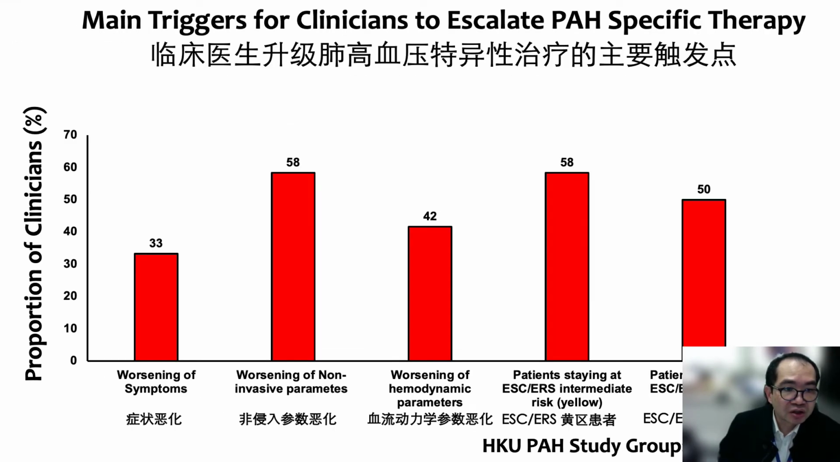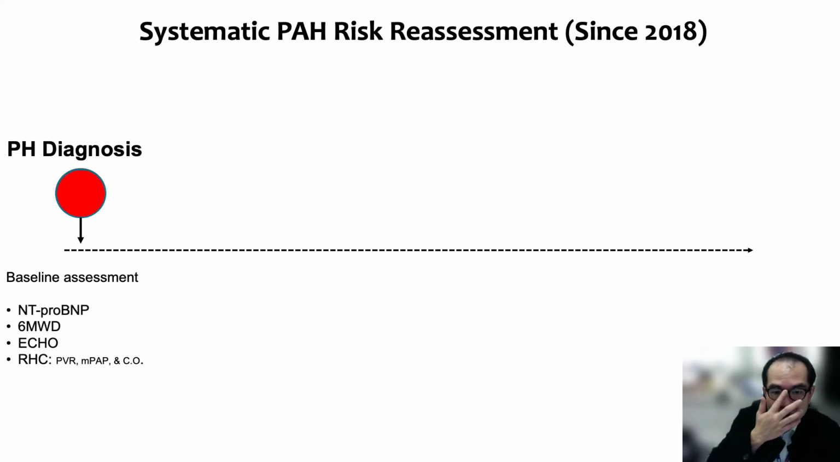And the major determinant for us to consider escalating drugs, for example, the endothelin receptor antagonist, is mainly when the patient develops worsening symptoms or a worsening hemodynamic parameter. And in fact, this may be too late. So in our hospital, we started a systematic periodic reassessment for patients with pulmonary hypertension in order to escalate the drug treatment much earlier on.